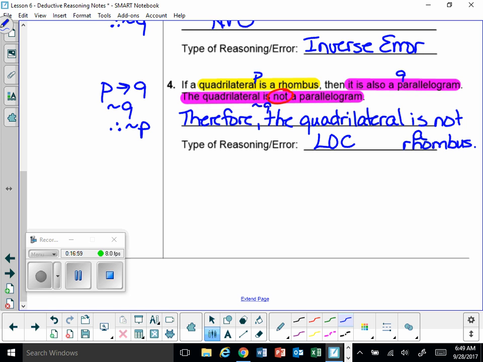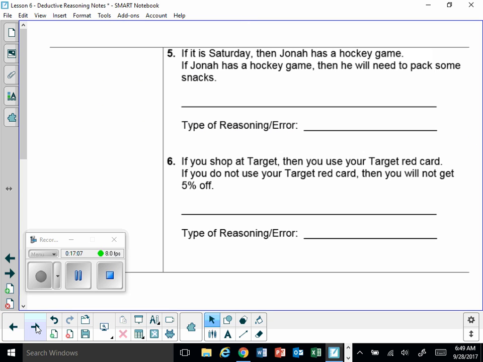All right, let's look at the next problem. And sadly, I have to walk over here to turn the page. All righty. If it is Saturday, then Jonah has a hockey game. Story of my life when you have a child who plays sports. If Jonah has a hockey game, ooh, that's my conclusion coming back as a hypothesis, then he will need to pack some snacks.